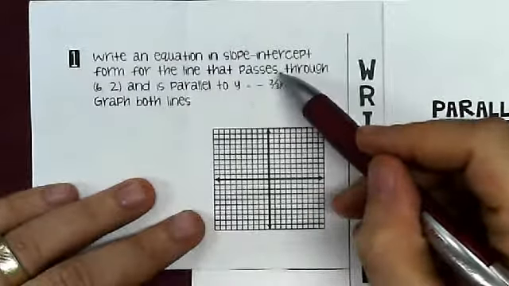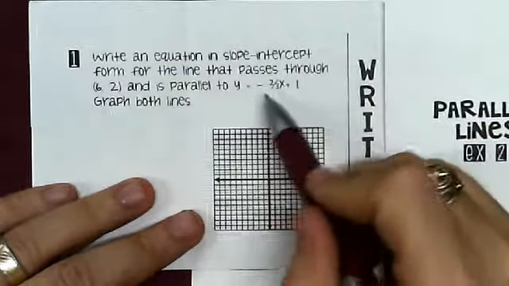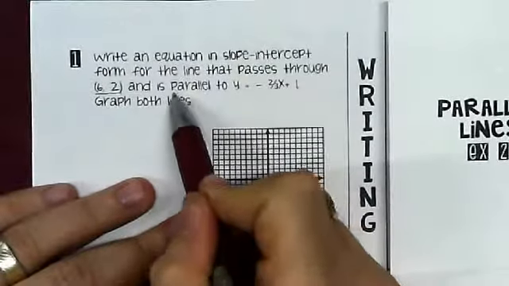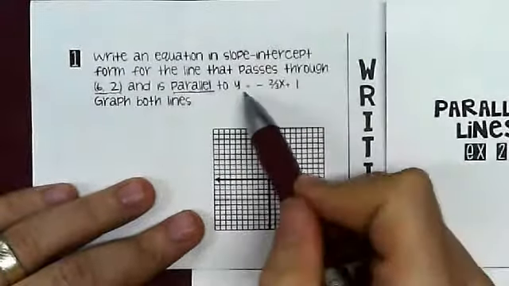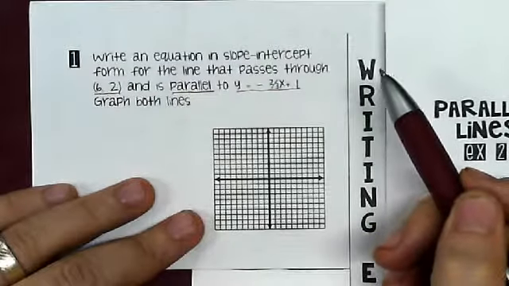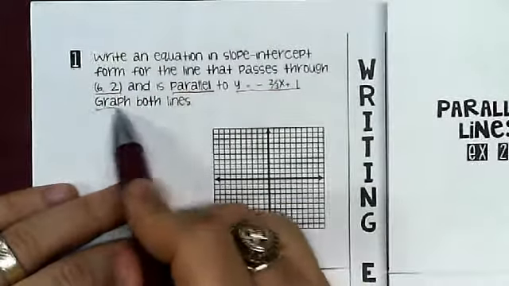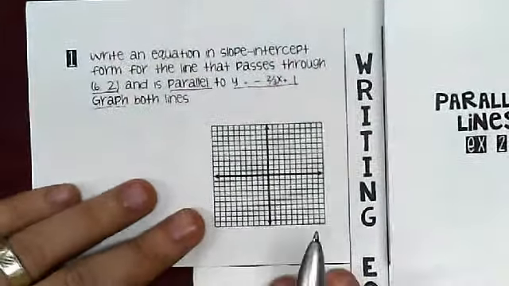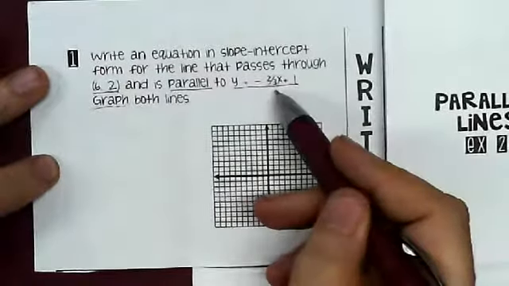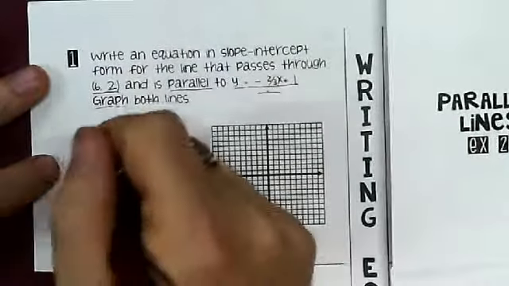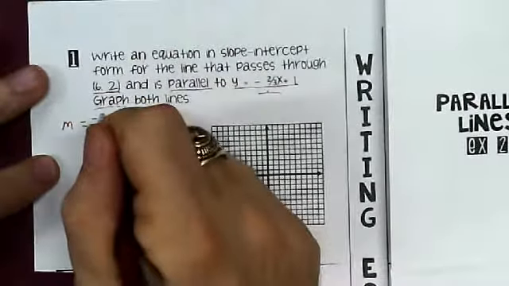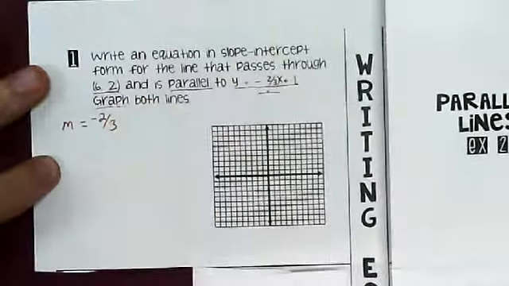So we want to write an equation in slope-intercept form for the line that passes through (6, 2) and is parallel to y equals negative 2/3 x plus 1. And then we want to graph both of our lines. Well, the important information I need from this equation is just the slope, and m is negative 2/3.